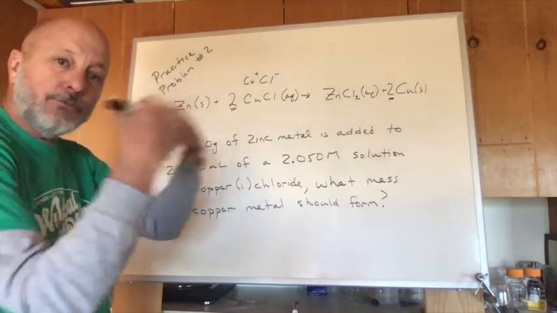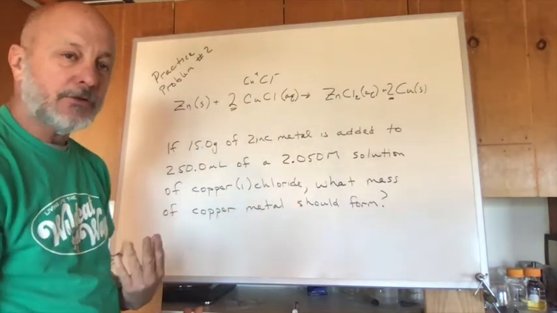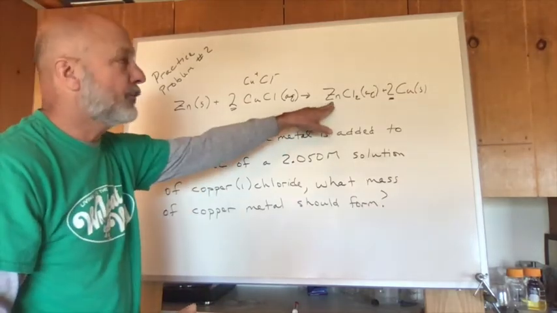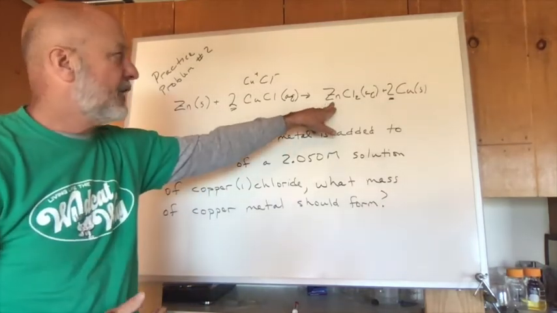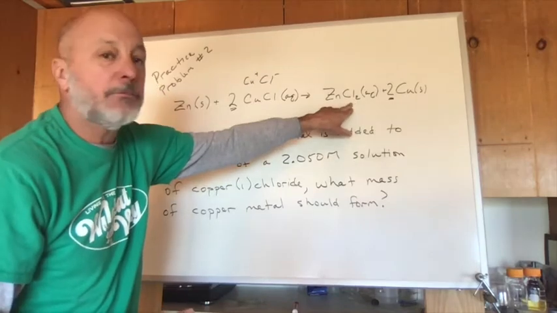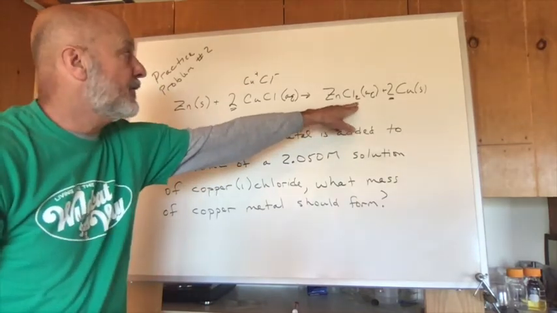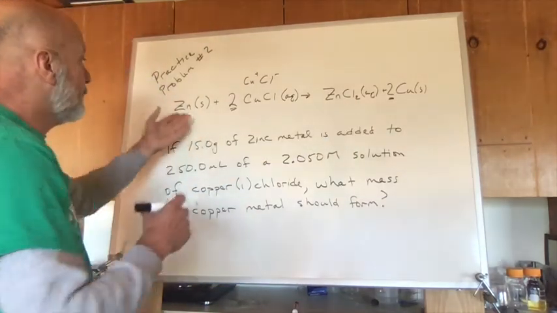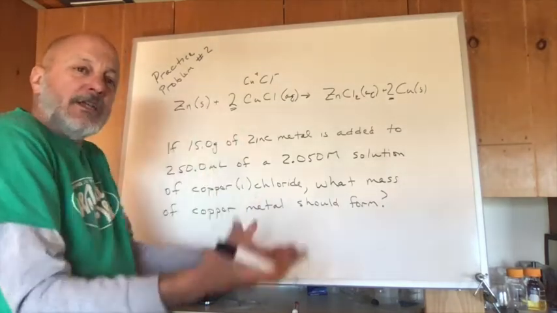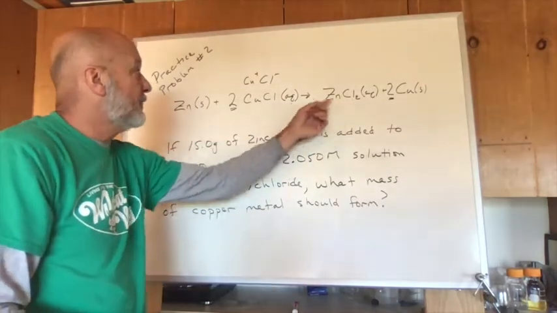And zinc is going to release its electrons. It's going to be oxidized and form zinc 2 plus, because that is the standard state for zinc. I can also confirm by seeing the formula for the zinc chloride. So zinc was solid. It had all its electrons. It now forms a positive ion. The zinc is now in solution.